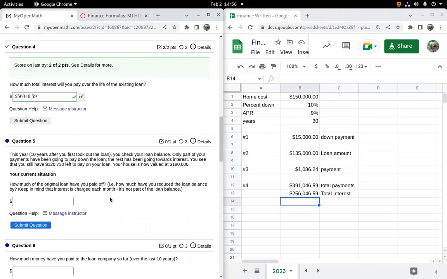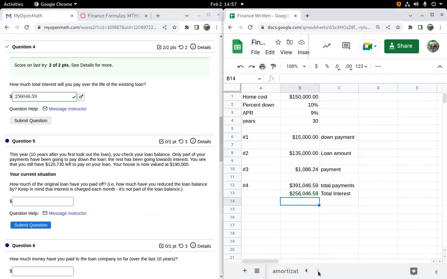All right, let's see. Now, in the beginning, it said 10 years ago we got this mortgage. So this year, 10 years after you took out the loan, you check your loan balance. Only part of your payments have been going to pay down the loan. The rest has been going toward interest, right? So when you send a payment to the bank, the first thing they do is say, well, before we go and reduce your balance, you owe us some interest for this money. And they take the interest out first, and then whatever's left over goes to reduce. And there was a video earlier about how loans work where I demonstrated that's called an amortization table that calculates that. That's actually pretty easy to do.